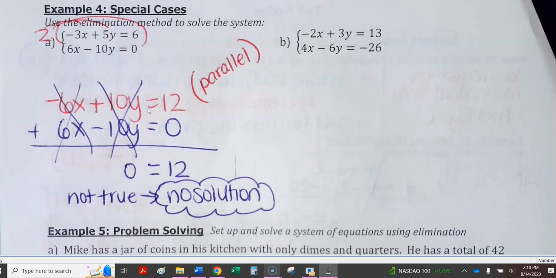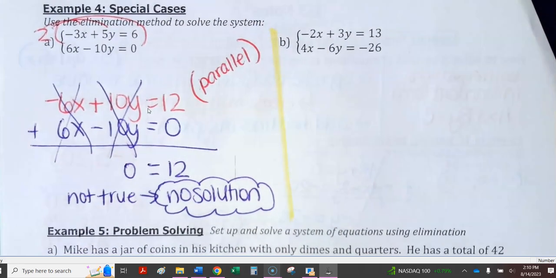Now, if I gave you this other system here, negative 2x plus 3y equals 13, and 4x minus 6y equals negative 26. What might you do to try and eliminate a variable in that second system? Would you multiply the top line? Would you multiply the bottom line? Would you multiply both of them? What would you do? Just raise your hand and tell me. What do you think?